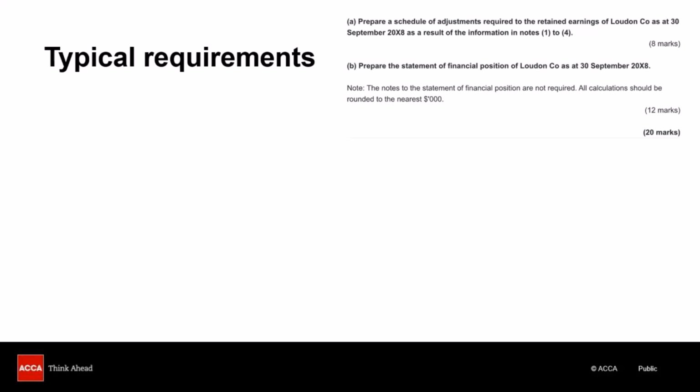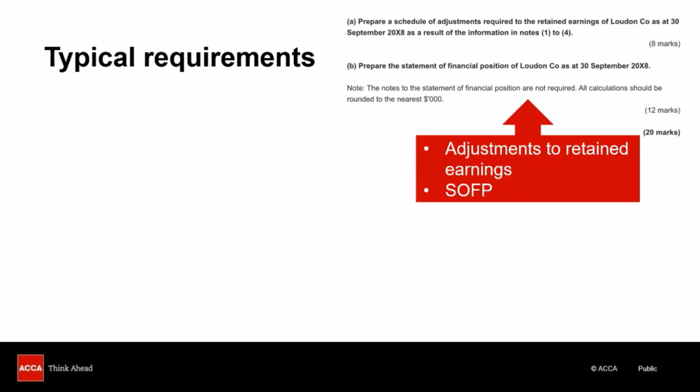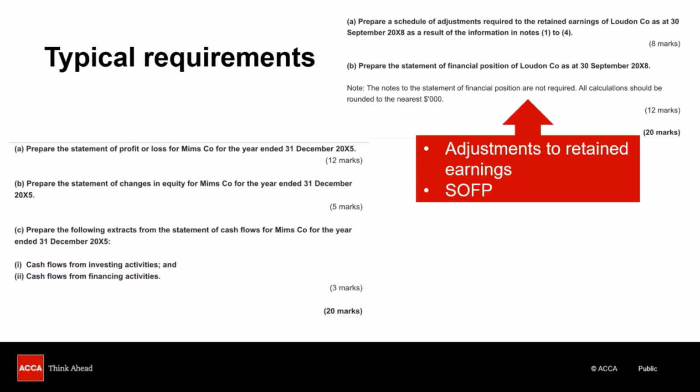In addition, there was a preparation of statement of financial position which was required. This note also, please see, it says that all calculations should be rounded to the nearest thousand. Where the examiner is giving you this facility, please use it to make your calculations easier. Now, in this case, adjustments to retained earnings were to be done in part A of the question, worth 8 marks, and the same kind of adjustments, they were going to impact the statement of financial position also.